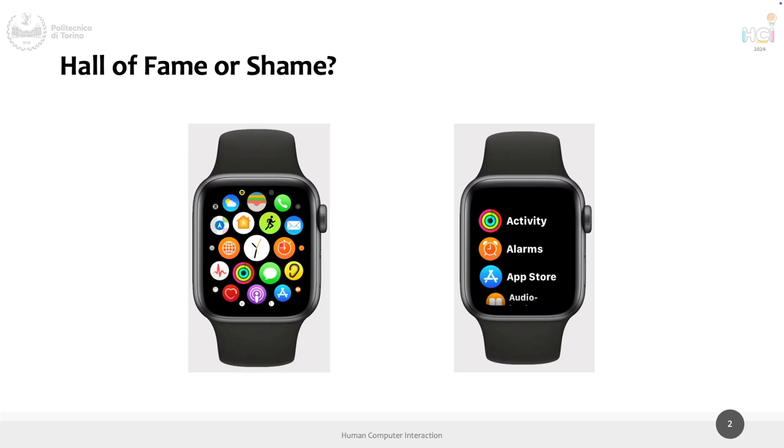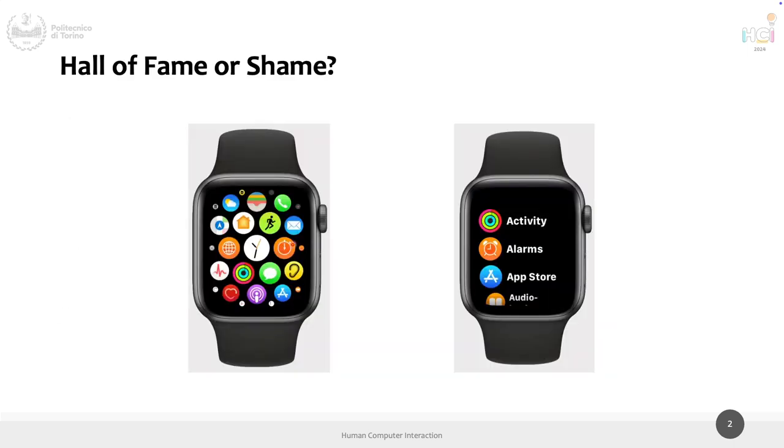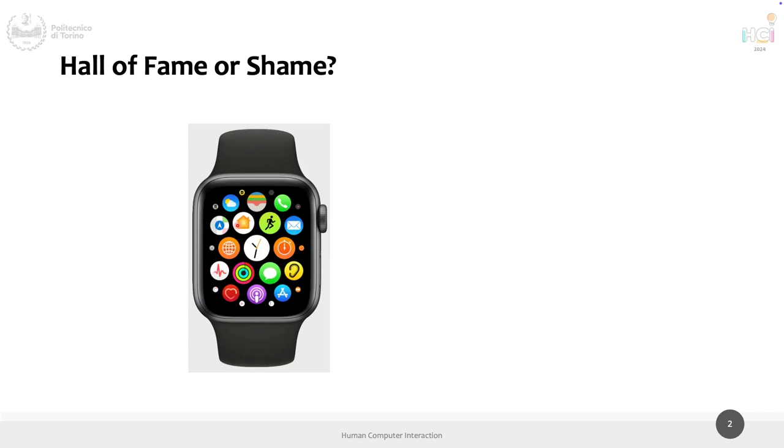Okay, so this is also partially related to visual design, in the sense that when we talk about visual design, we talk about these three topics mostly. We talk about guiding the user using a graphical user interface, we talk about pacing, and we talk about messaging. Guiding means conveying the structure, the relative importance, the relationship between elements. So if you look at this one as an example, which is the most important, most relevant icon on screen? The clock. Why? Because it's in the center and it's bigger.